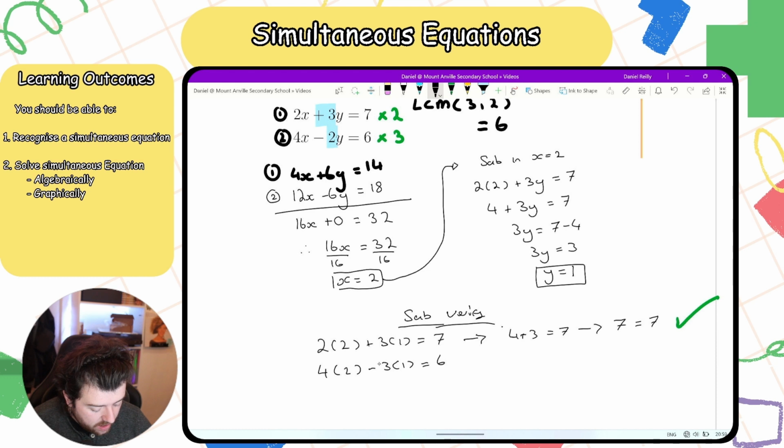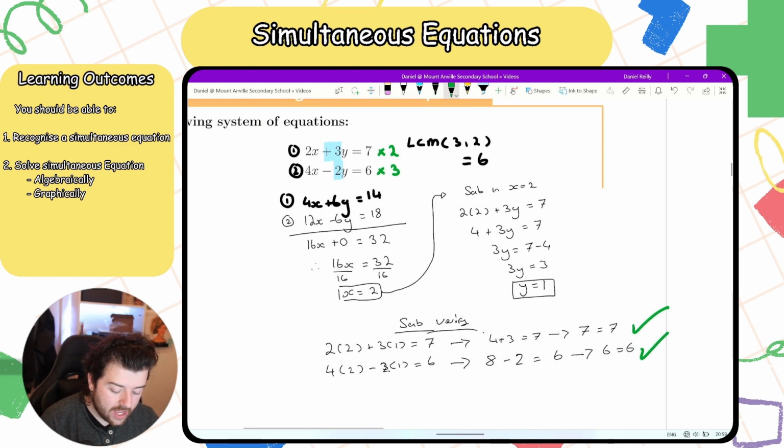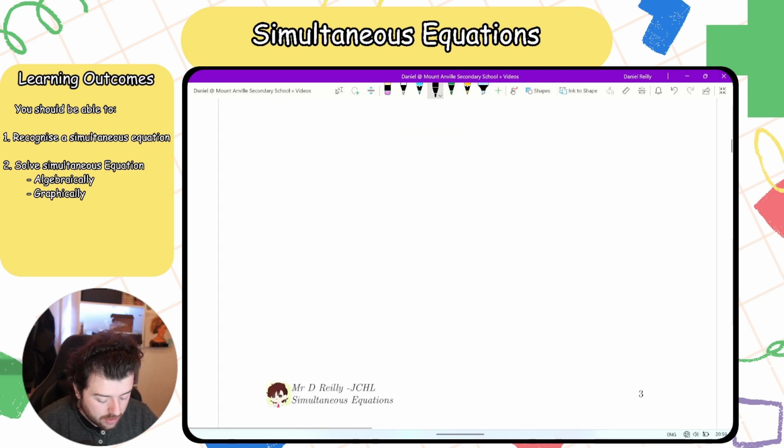The next one here, 4 times 2, that's going to give me 8. Minus 3. Oh, sorry, it's minus 2y here. My apologies. See, I make mistakes as well. Minus 2y. So 8 minus 2 gives me 6. 6 is equal to 6. So therefore, this equation is valid as well. So my solutions are x equals 2 and y equals 1. Right, so let's look at another example here.